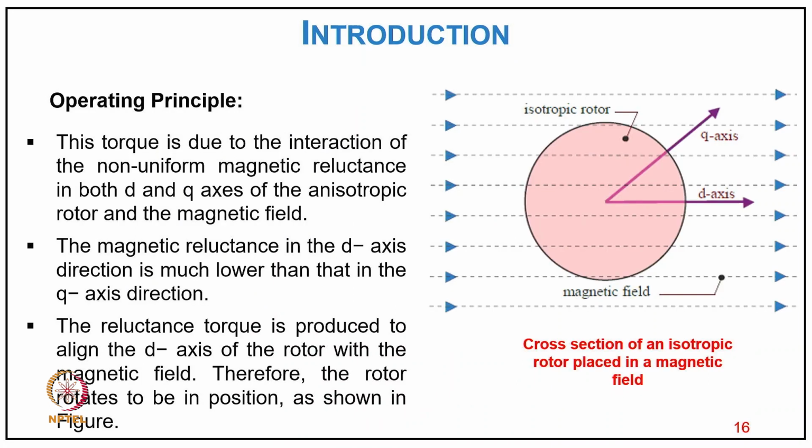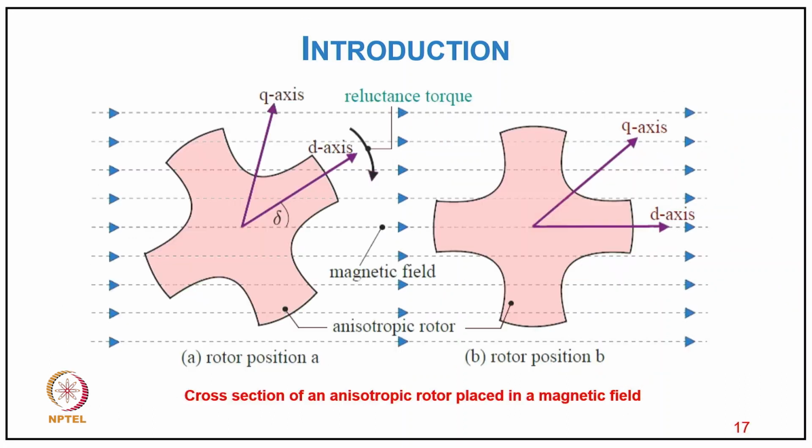And this torque is due to the interaction of the non-uniform magnetic reluctance in both the Q axis of the anisotropic rotor and the magnetic field. The magnetic reluctance in the D axis direction is much lower than that in the Q axis direction. And the reluctance torque is produced to align the D axis of the rotor with the magnetic field. Therefore, the rotor rotates to an in position as shown in the figure.